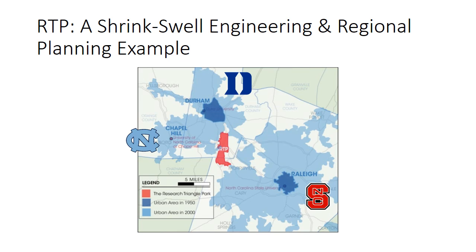Now, one interesting story about these shrink-swell properties of soils is what we call the Research Triangle Park. I went to graduate school at North Carolina State, and here's a map showing NC State, which is in the city of Raleigh. You can see, let me get my pointer here, it says North Carolina State University, and it's right there in the middle of Raleigh. And then Duke is in the city of Durham, and UNC is in the city of Chapel Hill.